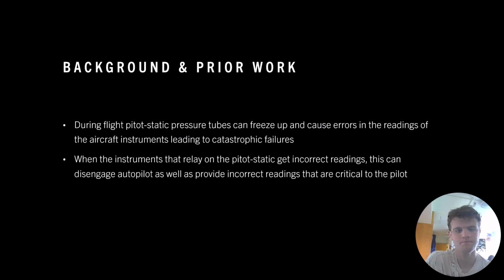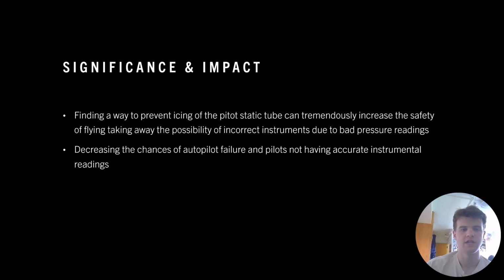The background of this experiment is as follows. During flight, a plane's velocity is measured using pitot tubes. These tubes can freeze, clogging pressure holes and causing errors in pressure and velocity measurements, which can be catastrophic. The significance of this study could be immense, as finding a way to prevent icing of pitot tubes would increase the safety of flying by decreasing the possibility of incorrect pressure readings.